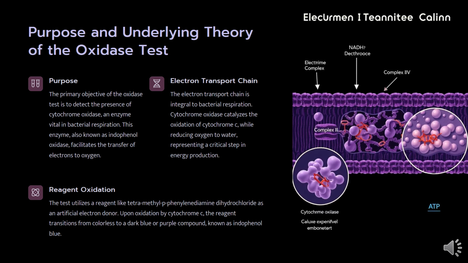Reagent oxidation. This test utilizes a reagent like tetramethyl p-phenylenediamine dihydrochloride, an artificial electron donor. Upon oxidation by cytochrome C, the reagent transitions from a colorless to a dark blue or purple compound known as indophenol blue.